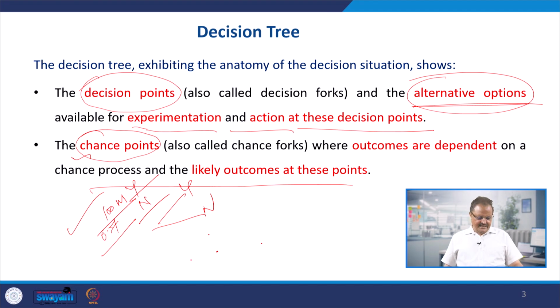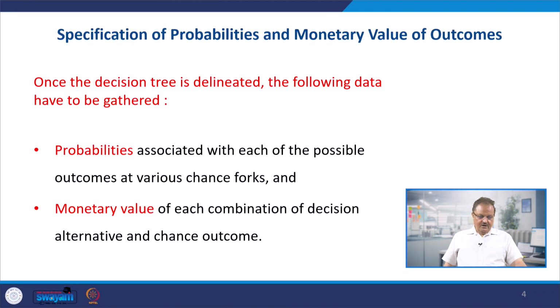So both the things are important, and this is the second requirement in developing a decision tree: you have to identify the decision points and chance points, and finally develop the branches of the tree, give the shape to the tree, and finally delineate it. And the next thing is the specification of the probabilities and monetary value of the outcomes.